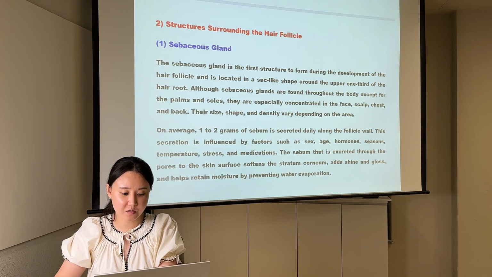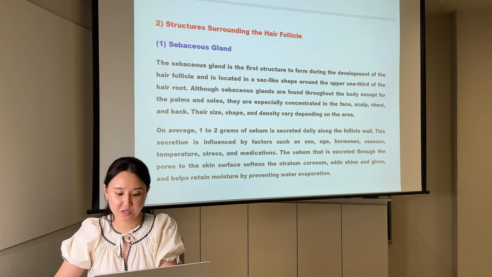On average, about 1 to 2 grams of sebum are secreted along the follicle wall each day, and this amount is influenced by factors such as gender, age, hormones, season, temperature, stress, and medication. Sebum that is discharged to the skin surface through the pores gives the stratum corneum a glossy and vibrant appearance, and serves a moisturizing function by preventing moisture from evaporating.